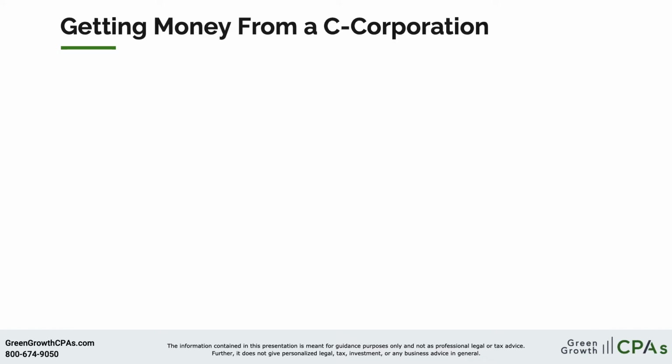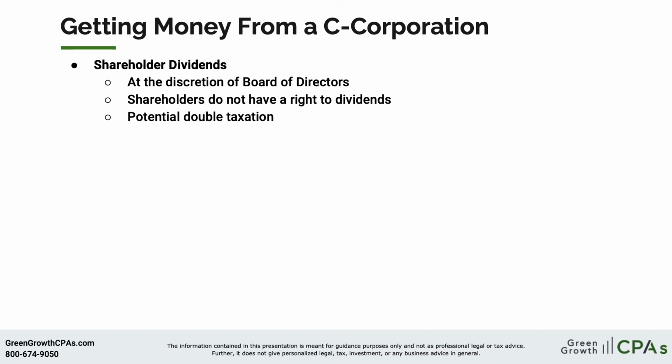So now that you understand what C-Corps are and how they're taxed, let's talk about ways to get money out of the C-Corporation. So first, let's talk about dividends. Profitable C-Corps can pay their shareholders dividends at the discretion of the board of directors. Now, this is one way to withdraw money if you're a shareholder with no direct role in the operations of the Cannabis C-Corp, and therefore not a salaried employee. Shareholders do not have a right to dividends, and you may face double taxation, but that's one way to get money out of your C-Corp.